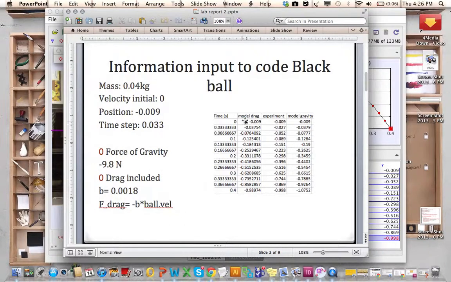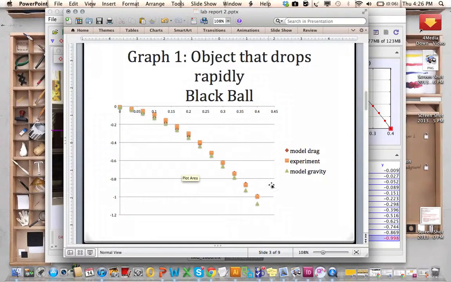We got the model of drag information and the model with gravity information and plotted it into the graph that's following here. As you can see, the model using drag, the forces of drag and gravity, and the experiment are very closely related. The model of gravity is very close, but it's a little off.